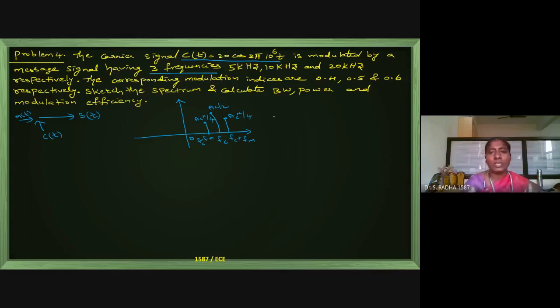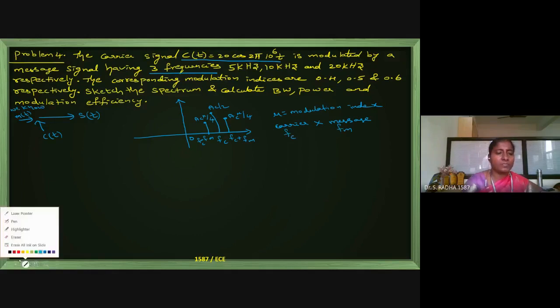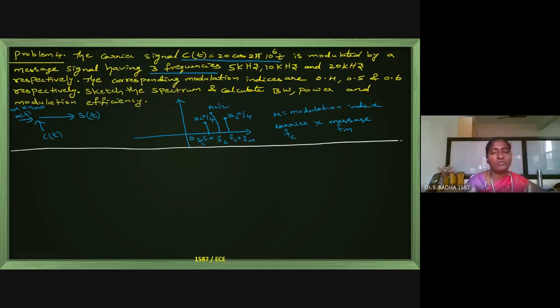Mu is the modulation index, and here we are multiplying the carrier with the message. Fc is the carrier frequency, Fm is the message frequency. This we know already. But now the case is different. In the previous case, the message signal had only one frequency, as we discussed just now.